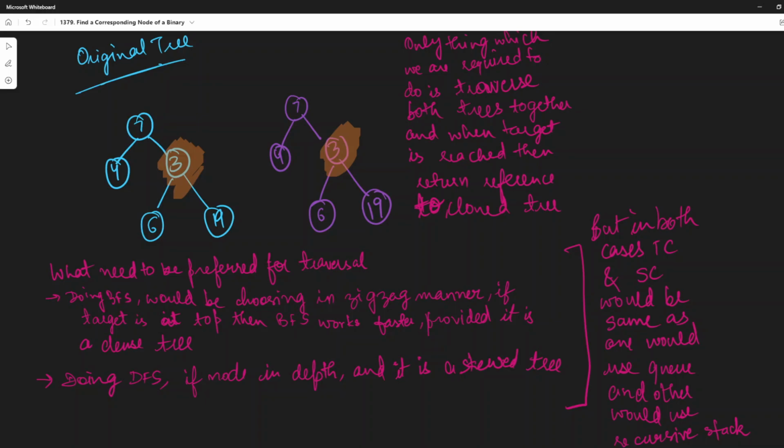Hello everyone, so today we are going to do the Leetcode daily challenge: Find the corresponding node of a binary tree in a clone of that tree.